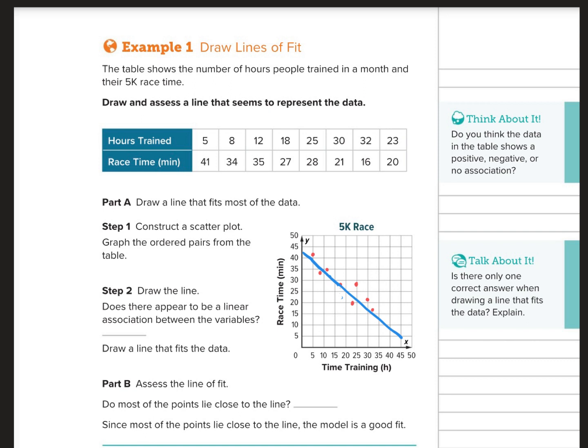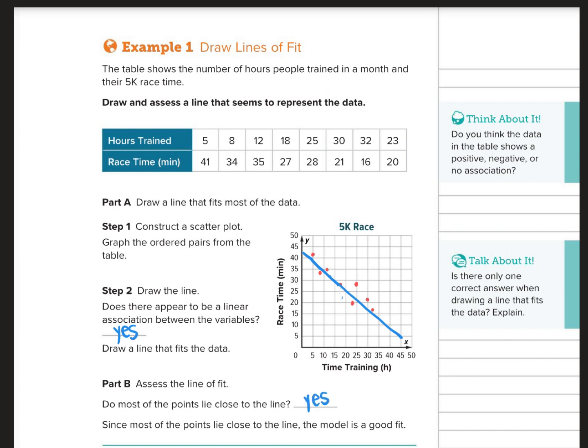So does there appear to be a linear association between the variables? Yes, okay. There is a linear association here. We drew that line. Now, do most of the points lie close to the line? Yes, that's good. So it's a good fit.